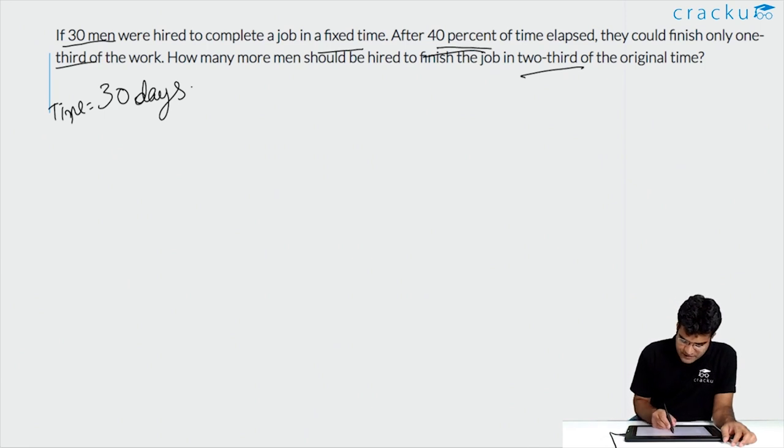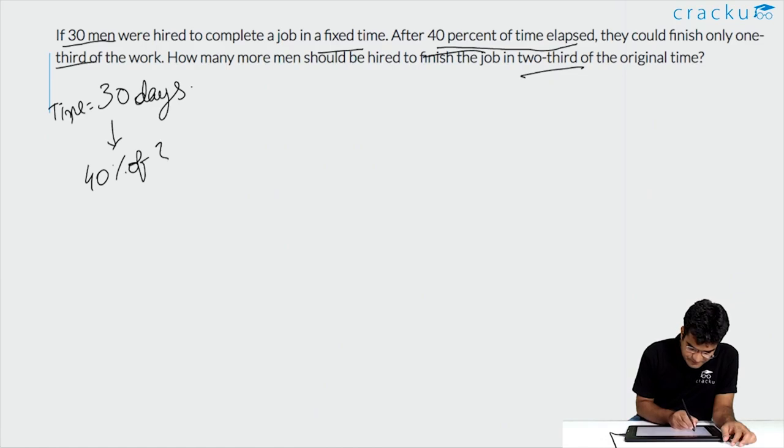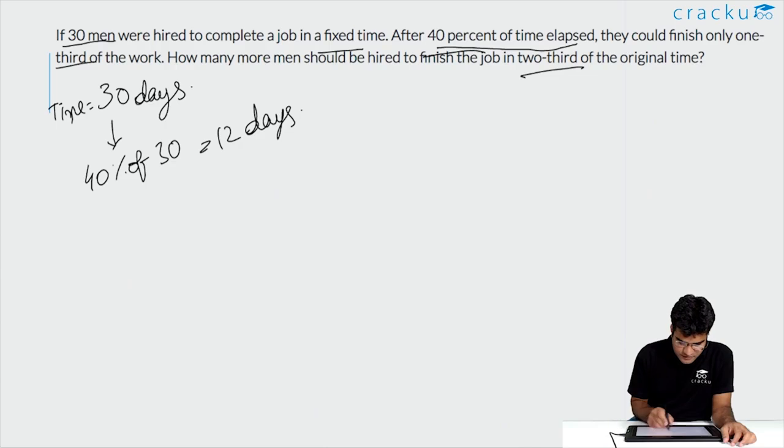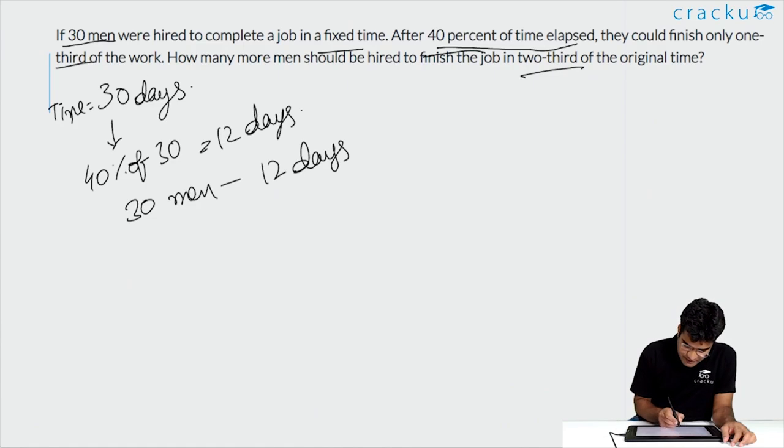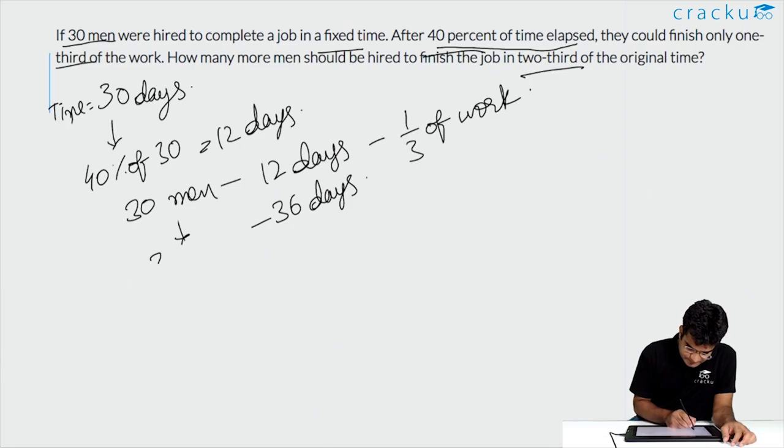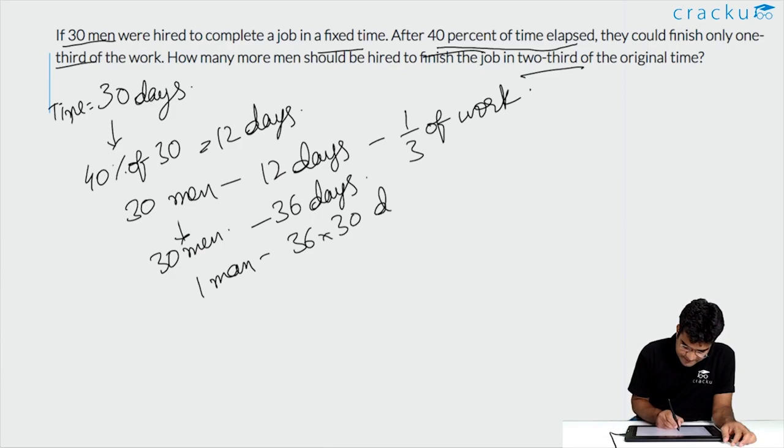In 30 days, after 40% of the time elapsed, that is 40% of 30 days is 12 days. So after 12 days were done, they could finish only 1/3 of the work. So 30 men in 12 days could finish 1/3 of the work. So 30 men would finish the entire work in 36 days. So one man would finish the entire work in 36 into 30 days.